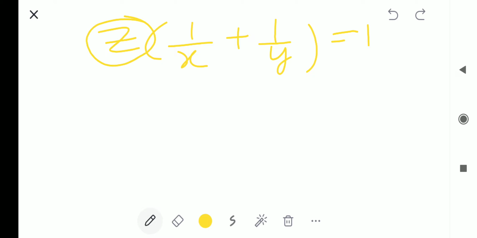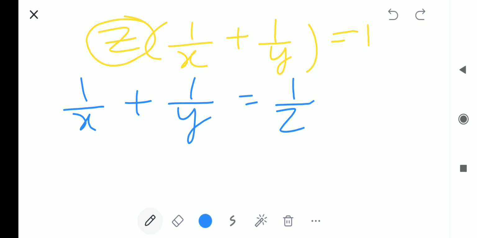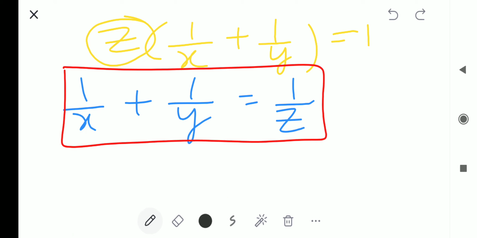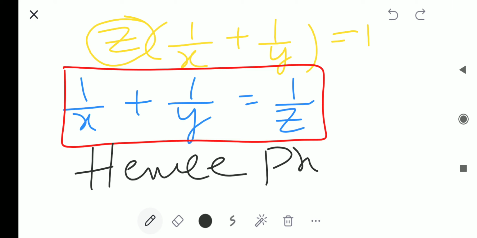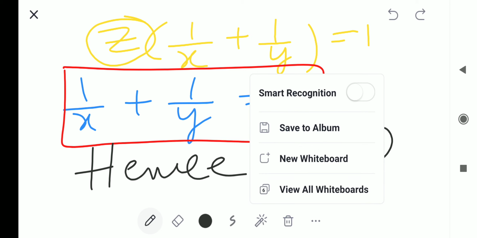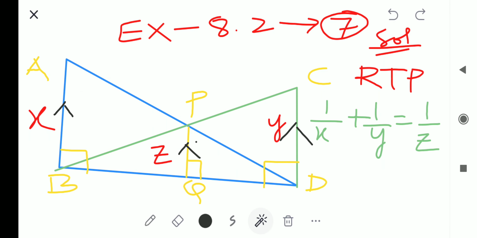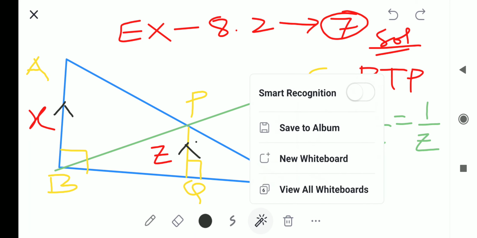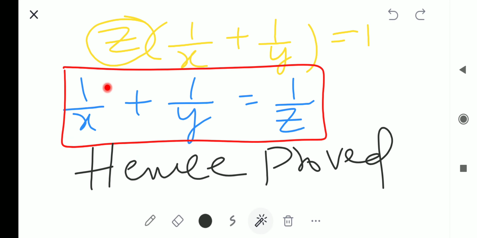Transposing this Z to the right side, I get 1 by X plus 1 by Y is equal to 1 by Z. This is the result which we were asked to prove. This is the RTP and we got it at the end of the problem. So the problem is said to be completed. You can see here 1 by X plus 1 by Y is equal to 1 by Z is the RTP. The same thing we got here. So this is the end of the problem, children. I hope you understood everybody. Thank you.